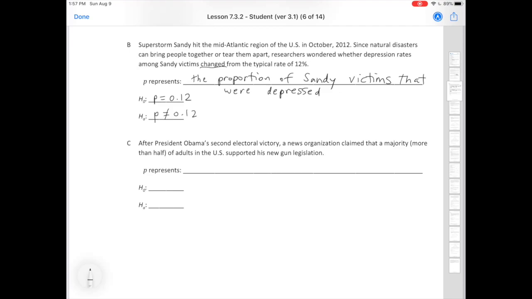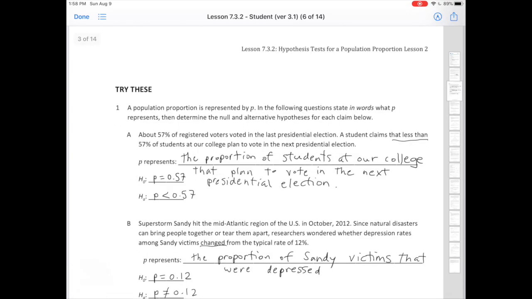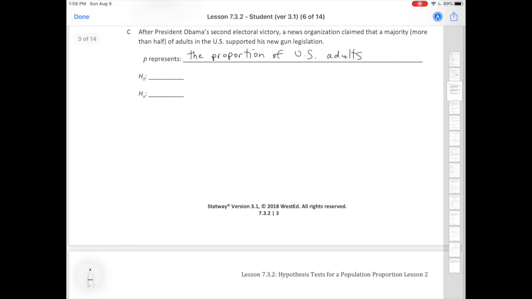So what does P represent? Well, we're talking about the adults in the U.S. that support his new gun legislation. So I'm going to say P represents the proportion of U.S. adults that support Obama's new gun legislation.